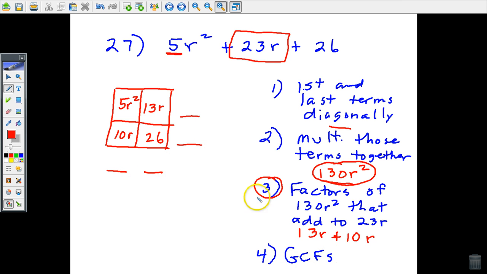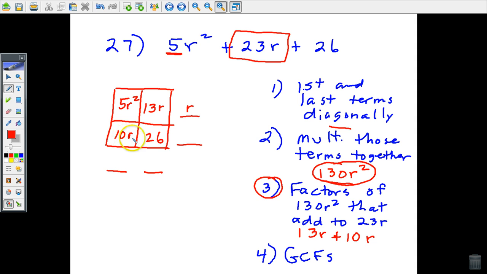I've called it GCFs. I've made blanks here. You're going to find the GCF of both rows. So for example, the GCF of 5r squared and 13r is just r. Okay, drop down to this row.